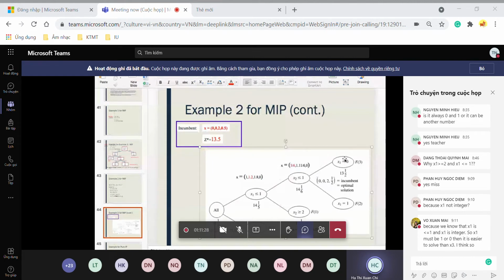Reconsider. So if x1 equals 0, you can see that x1, x3 are integers, x4 is a real number. So that is the optimal solution. But with x1 equal to 1, x2 has no solution. So the optimal solution in this case is 0, 0, 2, and 1 over 2.